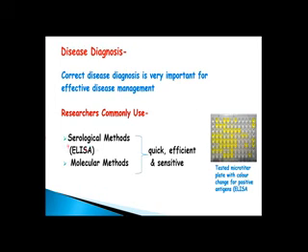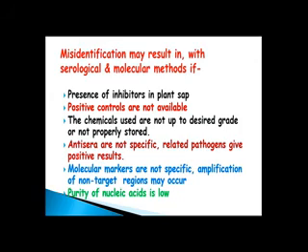So in disease diagnosis, correct disease diagnosis is very important for effective disease management. Our researchers commonly use serological methods and molecular methods now because they are quick, efficient, and sensitive. But misidentification may result with serological and molecular methods, because they are very sensitive tests, so you have to be very careful.